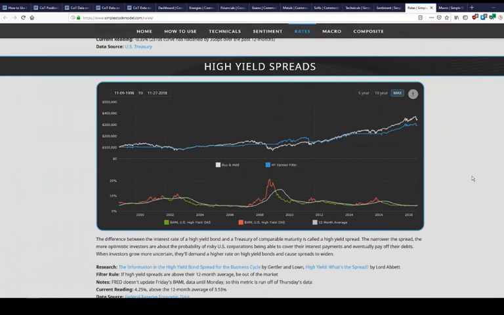So when both high yield and investment grade spreads blow out, what that means in plain English is that if you're a company and you want to issue more debt, you've got to pay up, right? So that's going to make it harder for companies to finance activity.